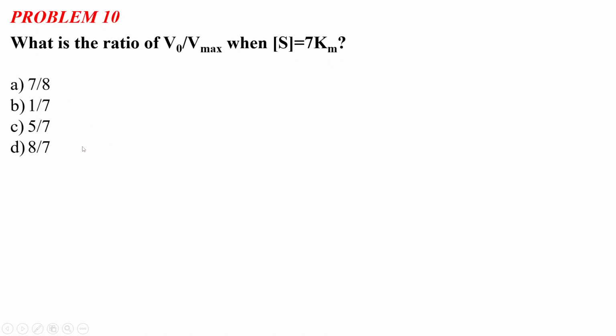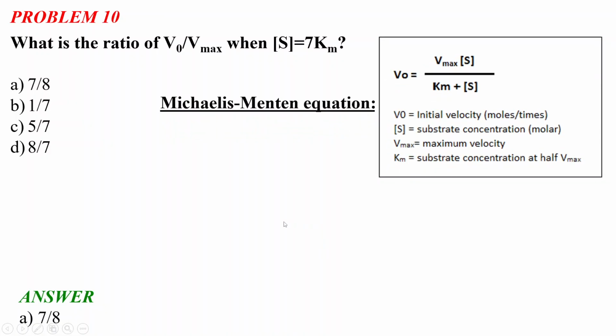Since this week 4 module contains various enzyme inhibition and some enzyme kinetics, we will have the next 3 questions as numerical questions, so that you can answer the numerical problems of your assignment. This first numerical question asks: what is the ratio of V0 by Vmax when the substrate concentration equals 7 Km? Let me show you the answer first, then I will show how it is done. It is basically very easy. You just need to remember the Michaelis-Menten equation.